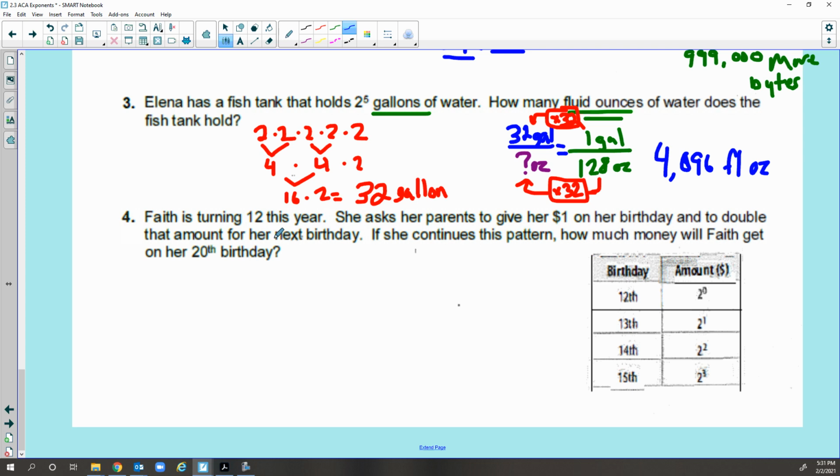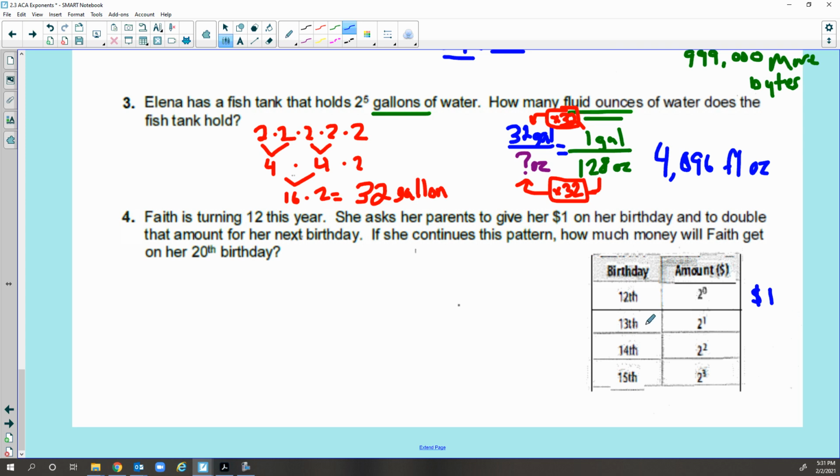All right, last thing. Faith is turning 12 this year. She asked her parents to give her $1 on her birthday and to double that amount for her next birthday. If she continues this pattern, how much money will Faith get on her 20th birthday? So here's what we got to look at. Her 12th birthday, she's getting 2 to the 0, which is 1. Anything to the 0 power is 1. And we'll talk about that again later this week.